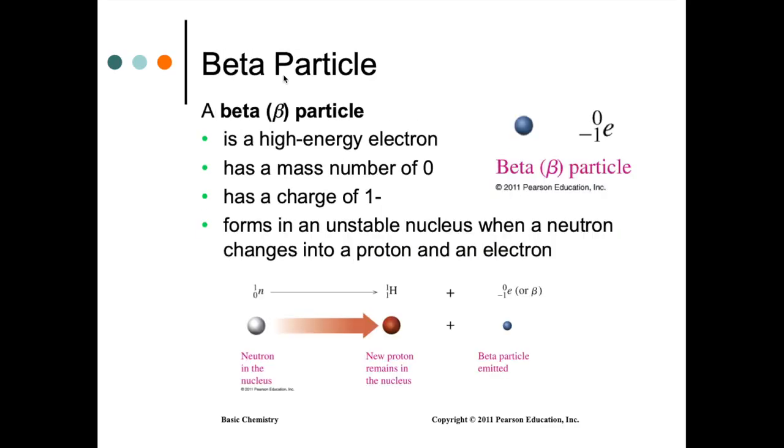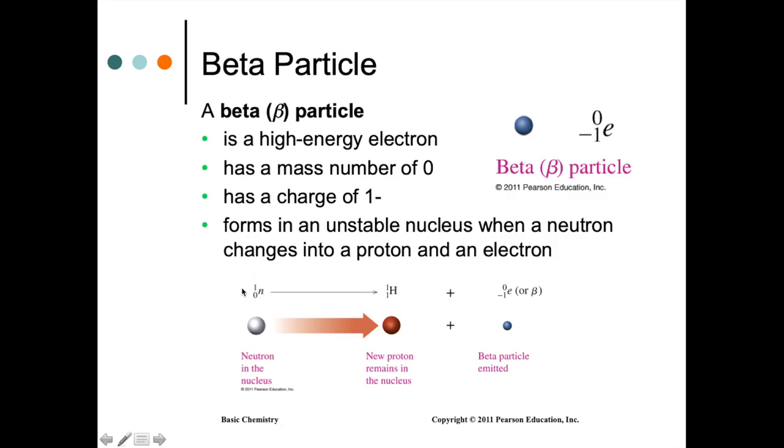A beta particle, represented with the Greek letter beta, or the symbol for an electron, is essentially a high-energy electron that comes about because a neutron is converted into a proton. Now, when this happens, in order to balance out the mass numbers and atomic numbers, which is something we're going to practice in a little bit when we do nuclear equations, in order for this to work out, basically you have to have a beta particle also spit out to help balance things. So you can kind of see it in the way this equation is written here.